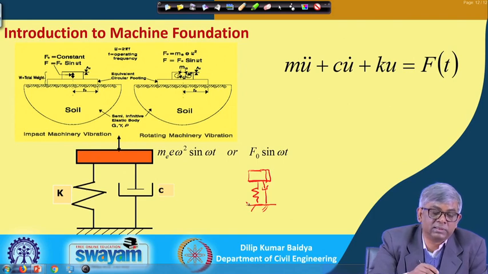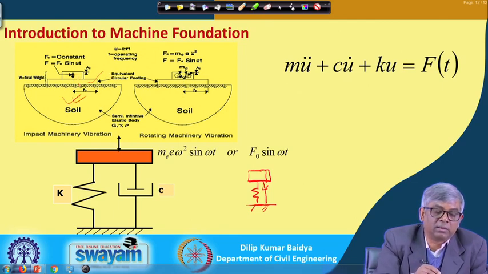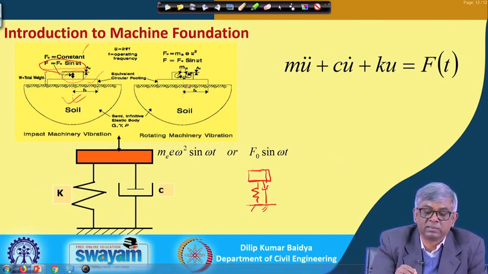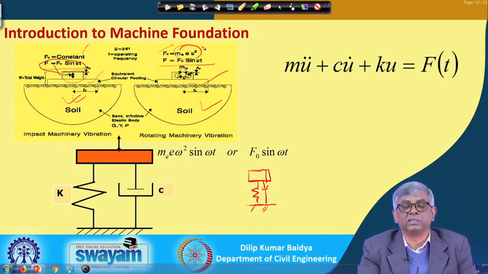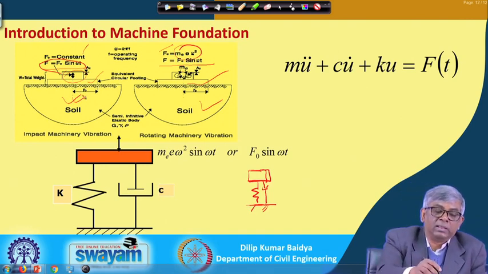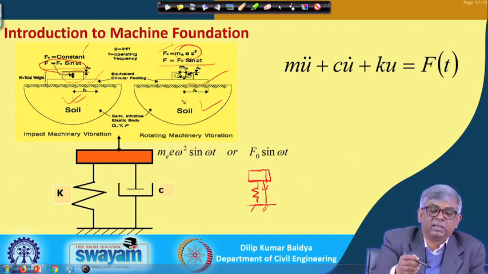So, that is what, if you see here, this is suppose a foundation resting on ground, and on the foundation suppose a machine producing a constant force f naught, or force equal to m naught sin omega t. Similarly this is also a foundation, this is soil, and on that there is a machine which is producing f equal to m naught sin omega t, where f naught equals m into E into omega square.